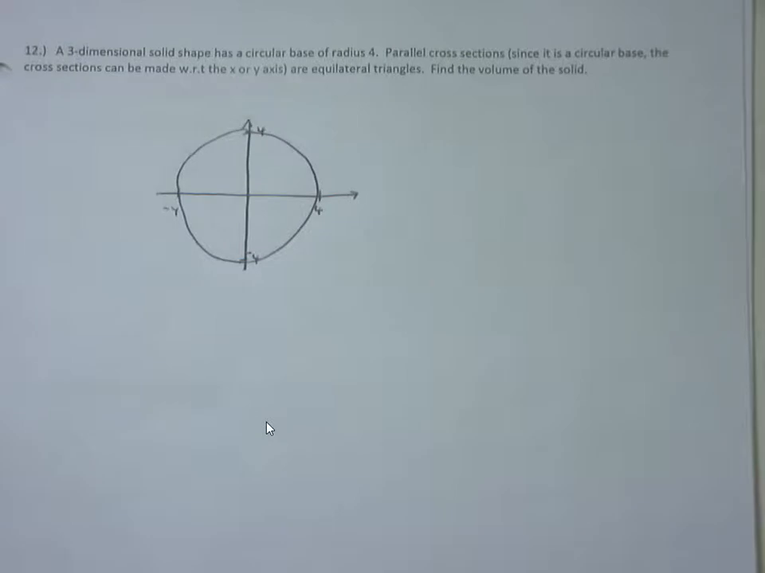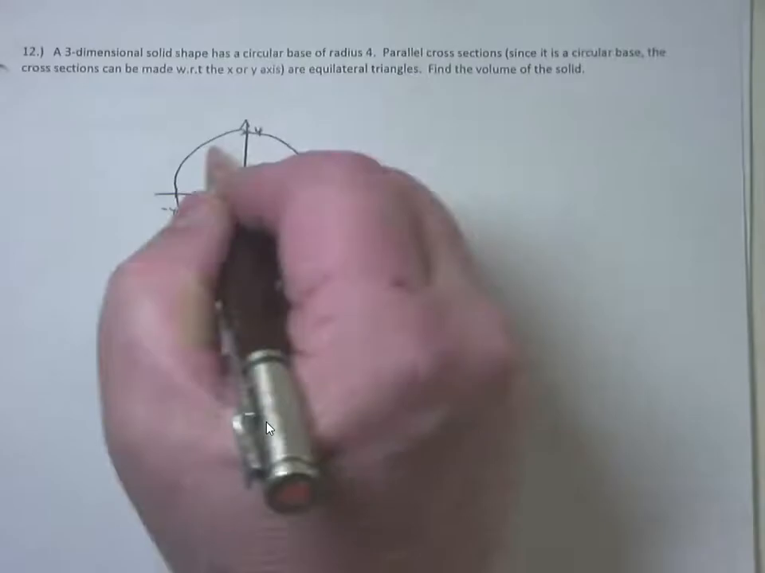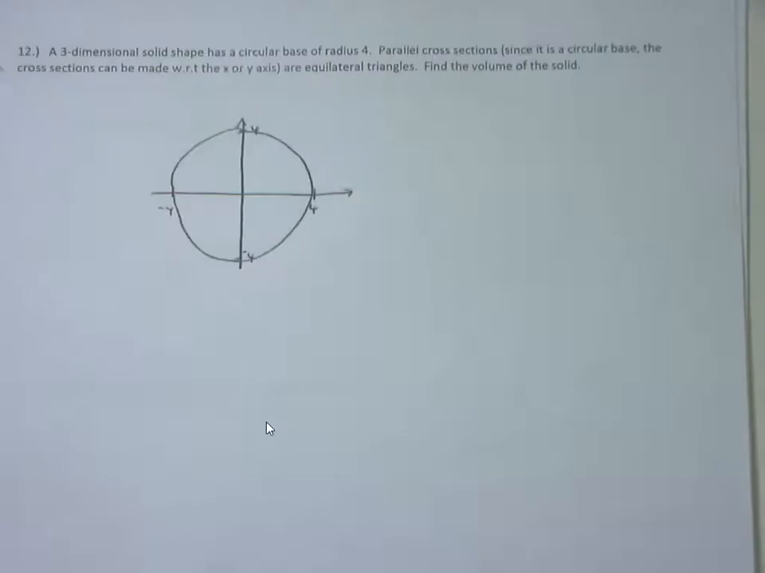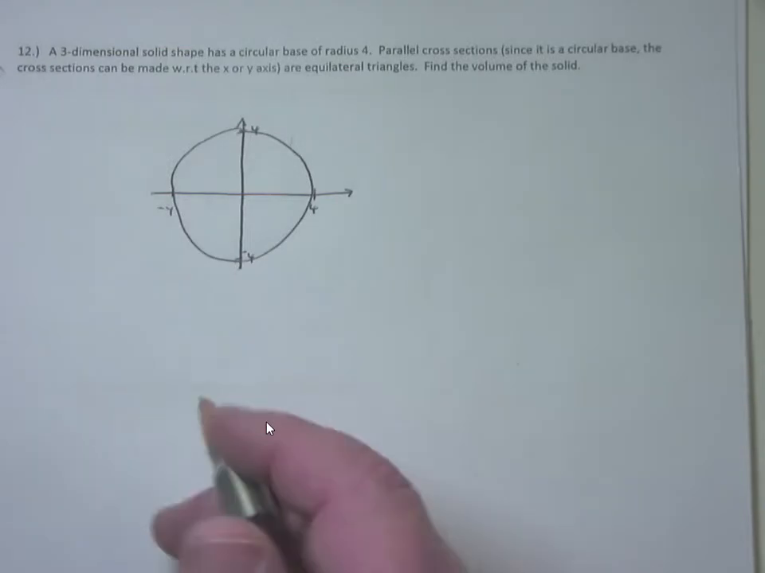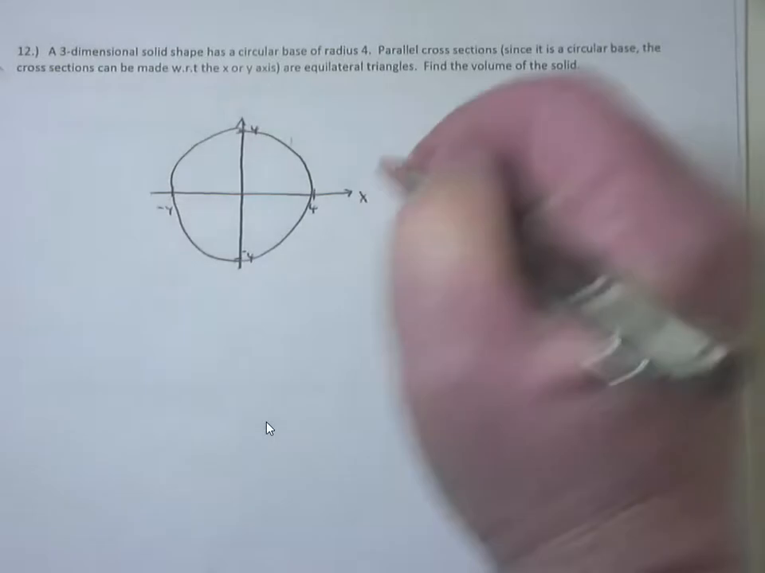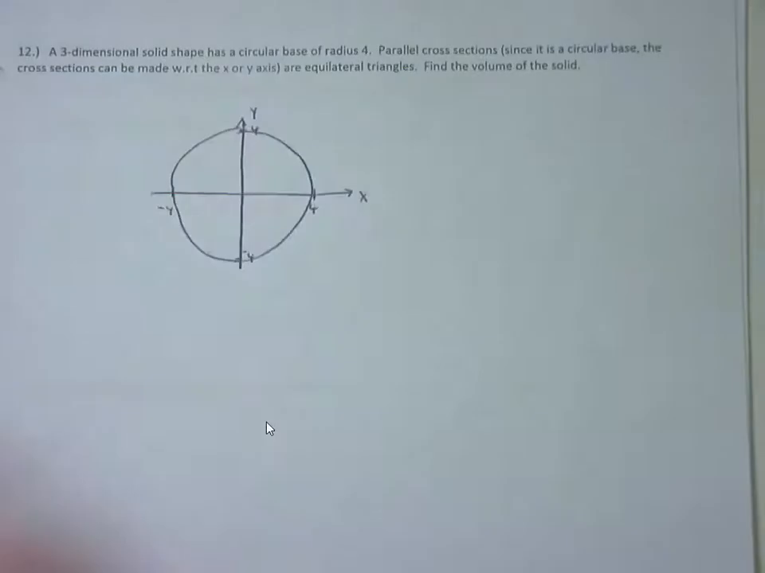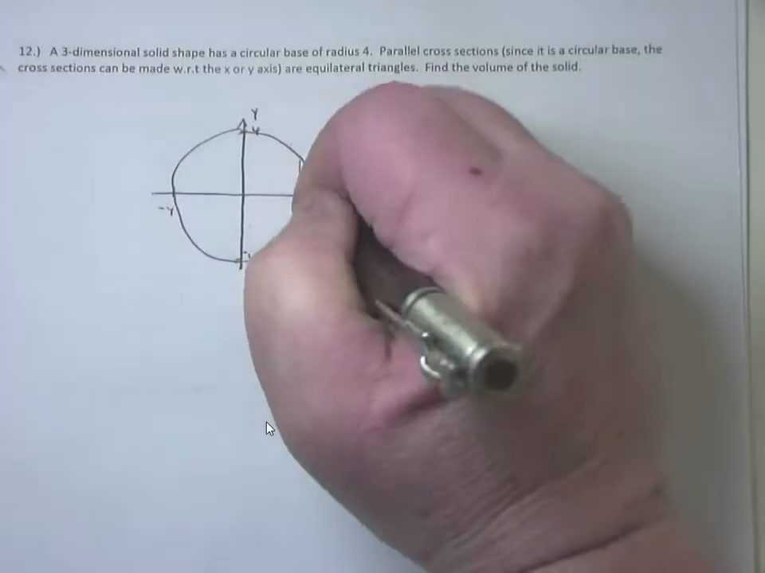Parallel cross sections, since it's a circular base, can be made with respect to the x-axis or y-axis. But most important is that they're equilateral triangles. So it doesn't matter if you slice it vertically or horizontally, you're going to get the exact same picture because your base is a circle. That's what they're telling you. So which axis would you like to cut into? Would you like to do a dy problem, or do you want to cut into the x-axis and make it a dx problem? It's your choice. dx. So we're going to make the cuts this way.